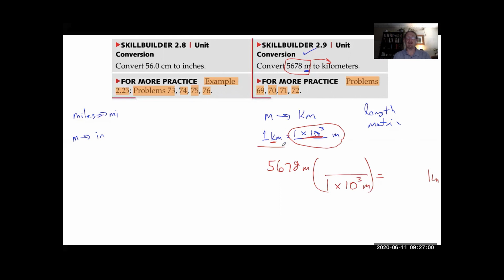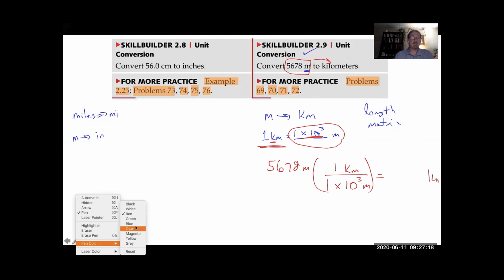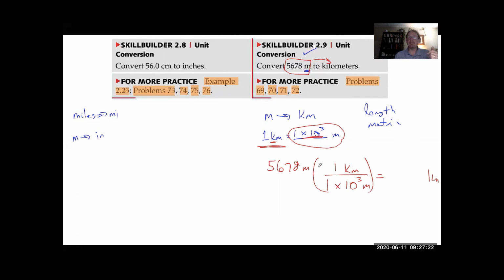And then whatever is left, that guy is going to go on top. So I think of the dimensional analysis form here as a mathematical template. It tells you what you need to multiply by, what do I need to divide by. So anything that's on top, you're going to multiply by. Anything on the bottom, you're going to divide by.